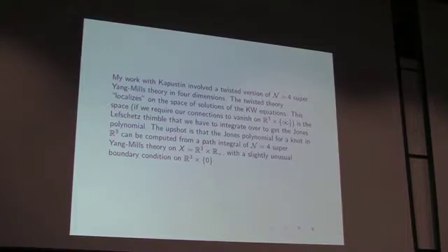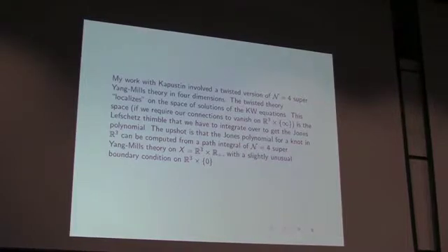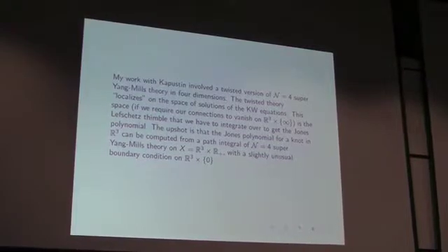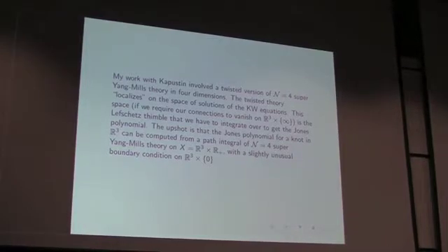So the upshot of that is that instead of defining the Jones polynomial as a path integral for a Chern-Simons gauge theory in 3 dimensions, we can compute it from a path integral of a supersymmetric gauge theory in 4 dimensions on a half space, which is R3 times the half line, with a slightly unusual boundary condition on the boundary of the half space.